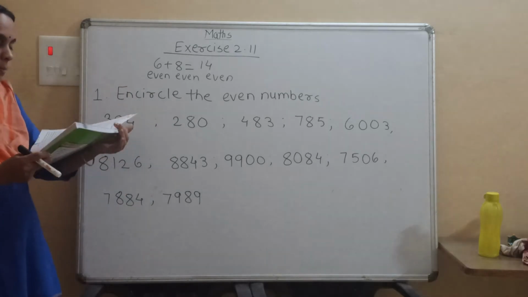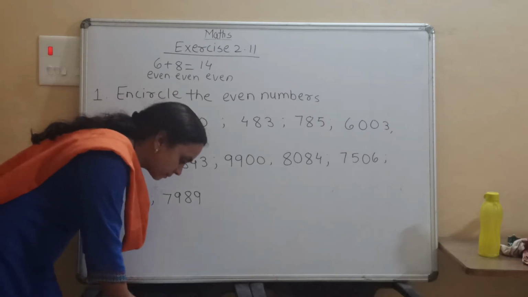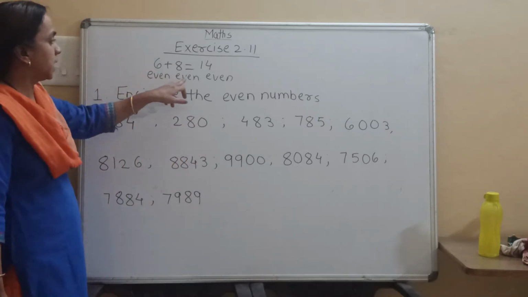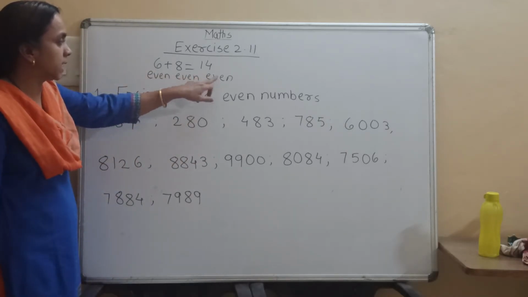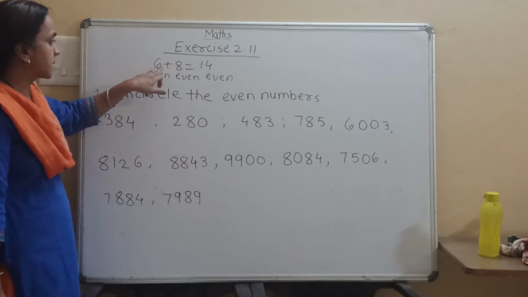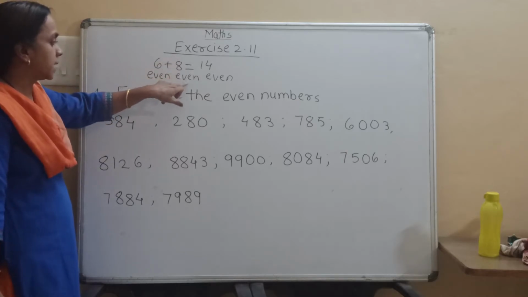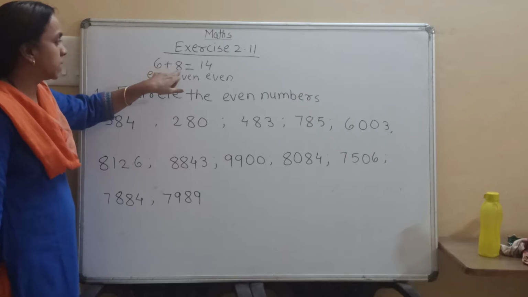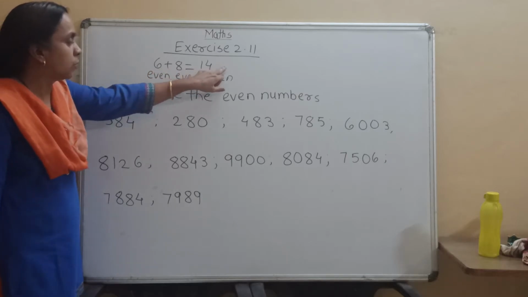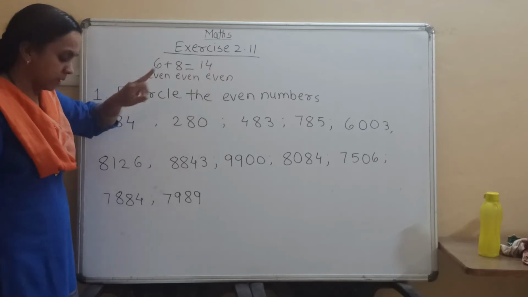Okay. So when we add an even number plus an even number, we get an even number. For example, 6 is an even number, 8 is an even number. So 6 plus 8 equals 14. 14 is an even number.